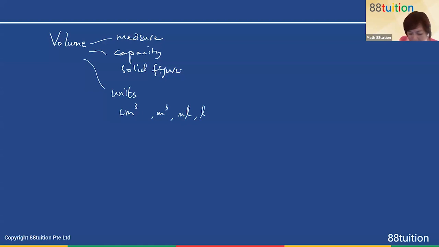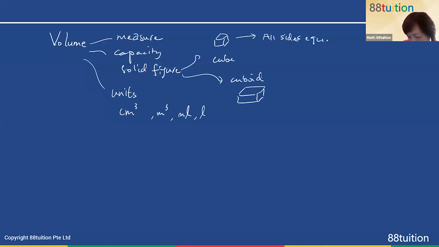All right. So what do you mean by solid figure? Solid figure means a cube. Okay, solid figure can be a cuboid. What's the difference? A cube has all sides equal, all edges are equal. So that means they must have a standard measurement throughout. That's what they meant. Then cuboid, what do they have?